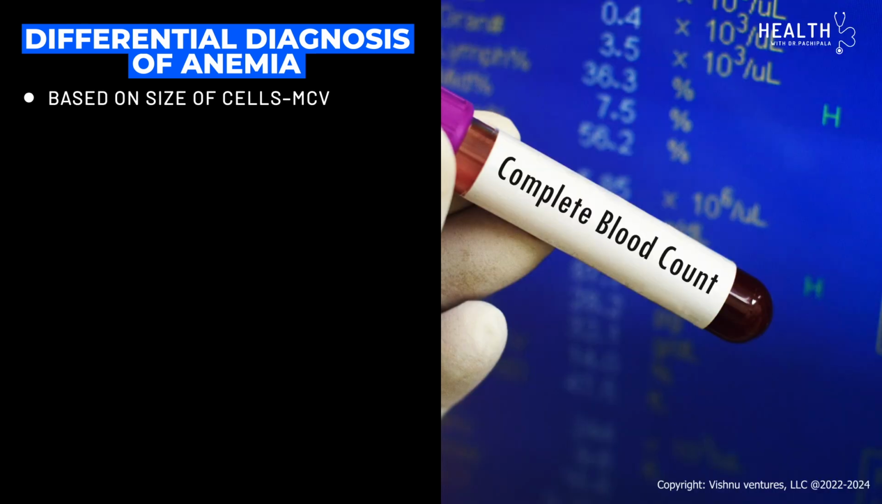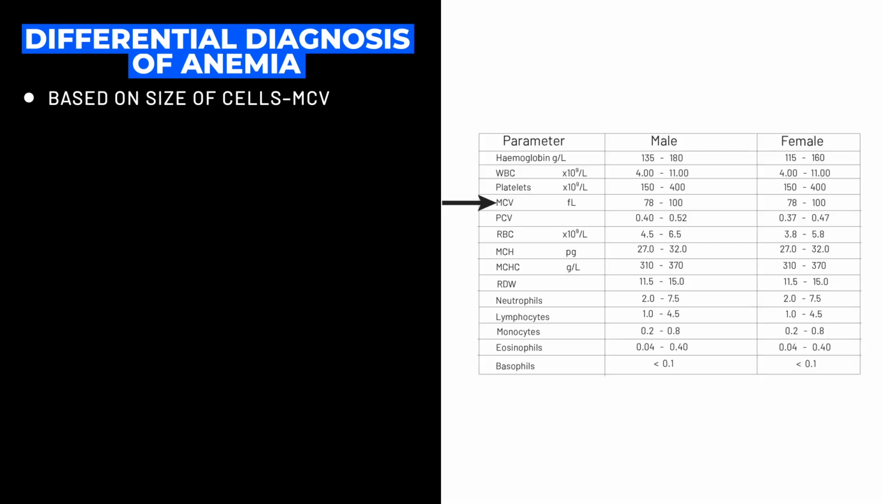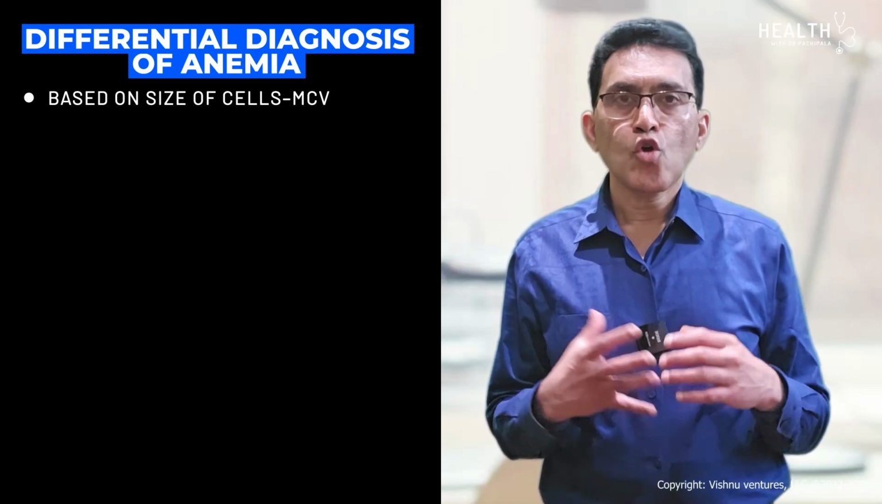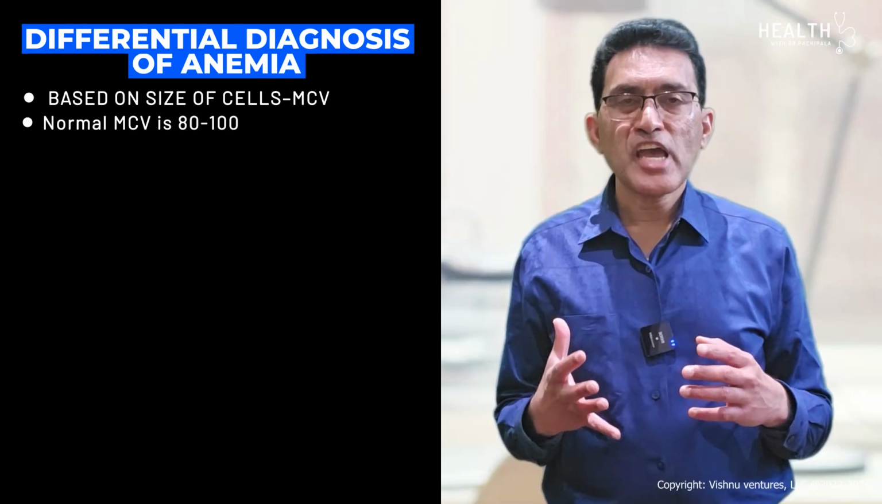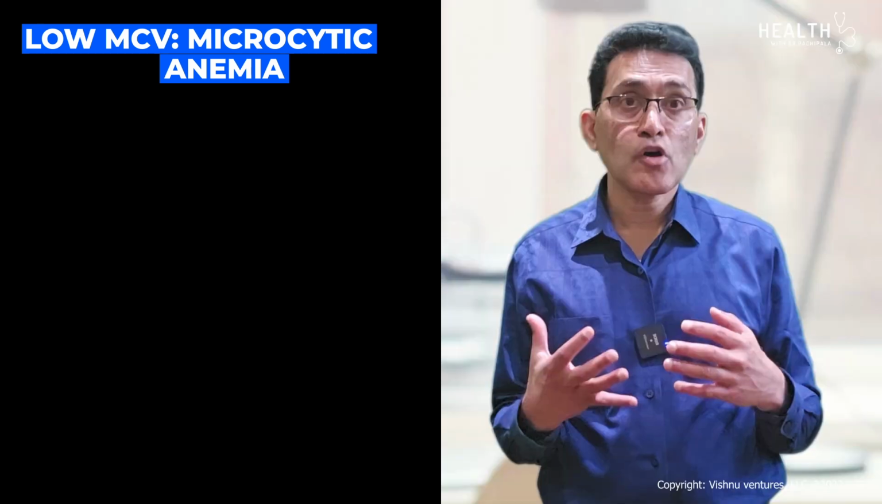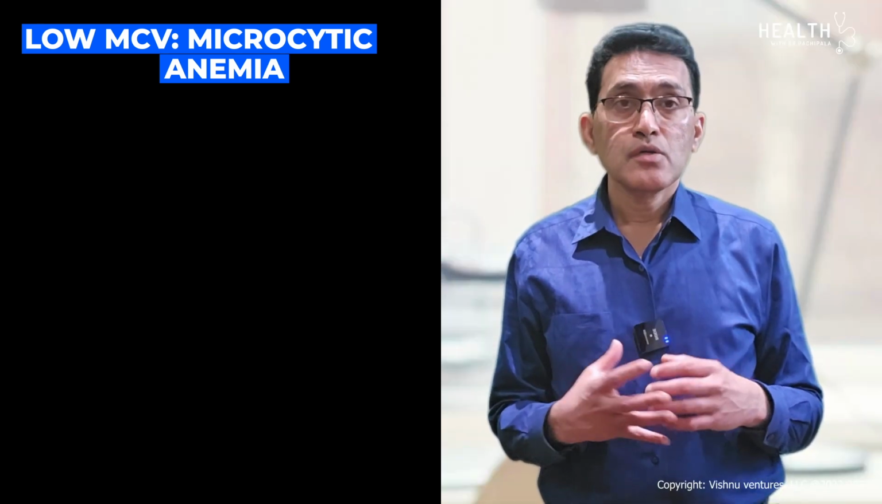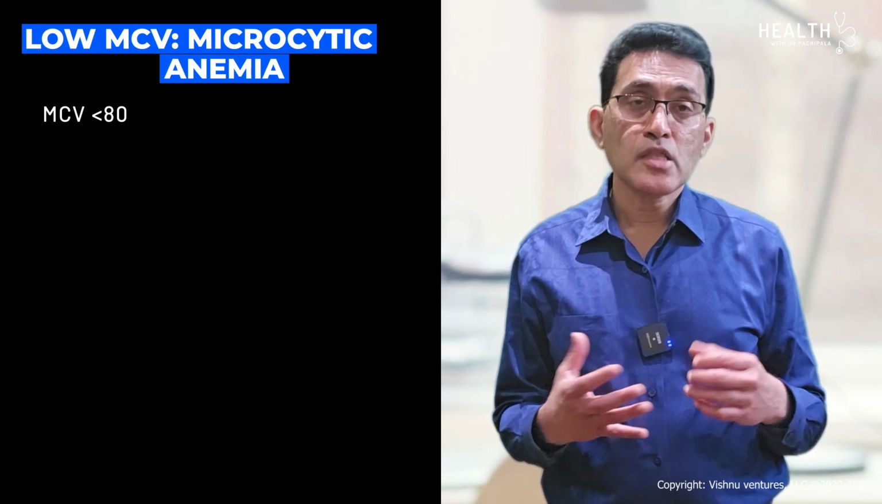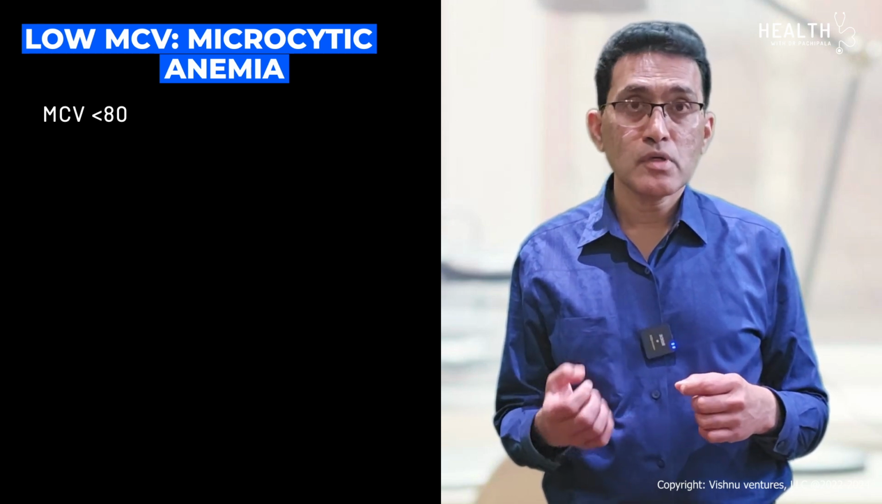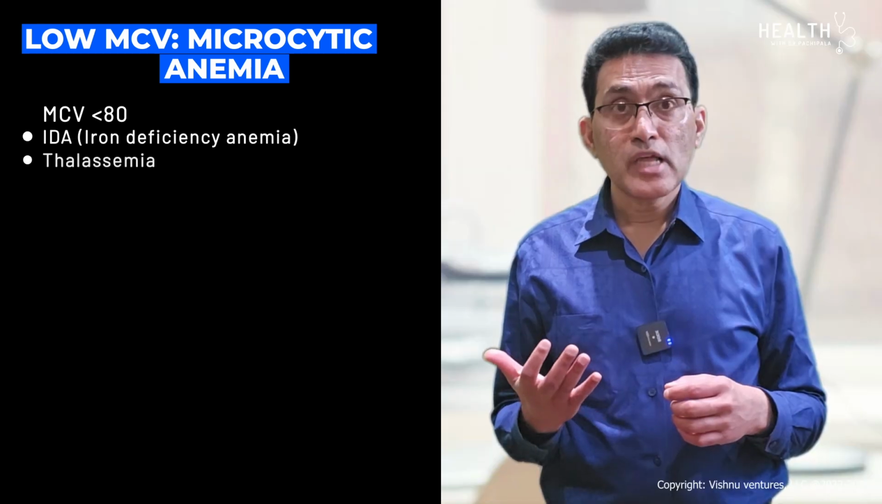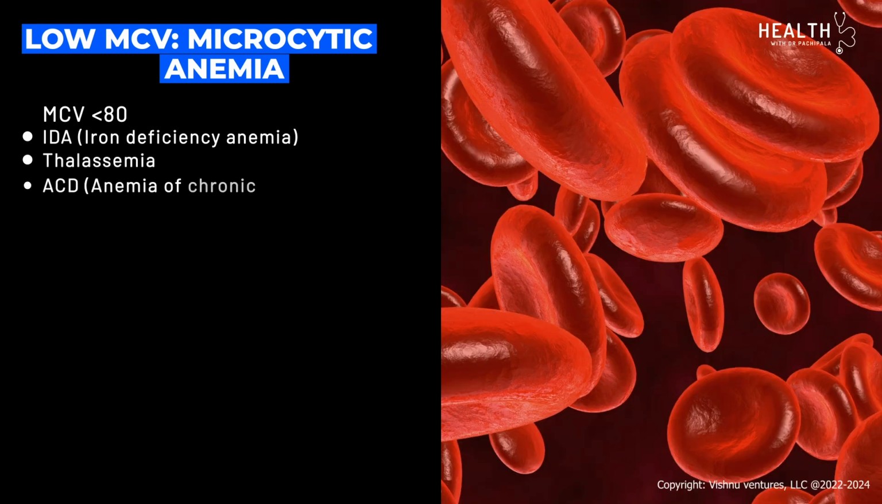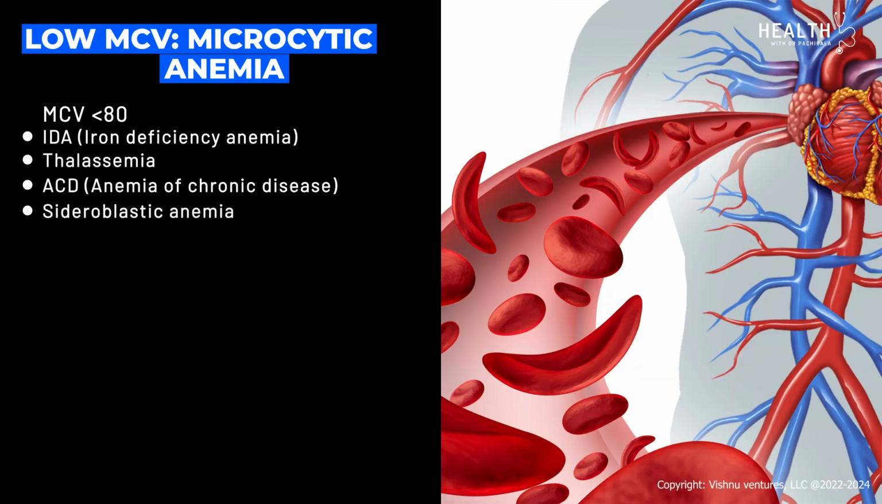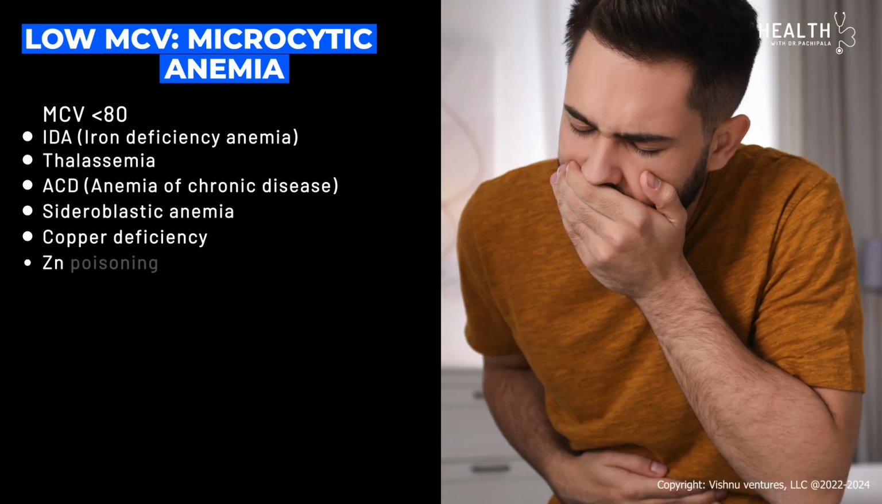When you look at the blood count, the size of the red cell is listed there under MCV, which is called mean corpuscular volume. A normal MCV is between 80 and 100. When somebody has a low MCV and anemia, we call it a microcytic anemia. Any MCV less than 80 is microcytic anemia, and the potential causes include iron deficiency, thalassemia, anemia of chronic disease, sideroblastic anemia, copper deficiency, and zinc poisoning.